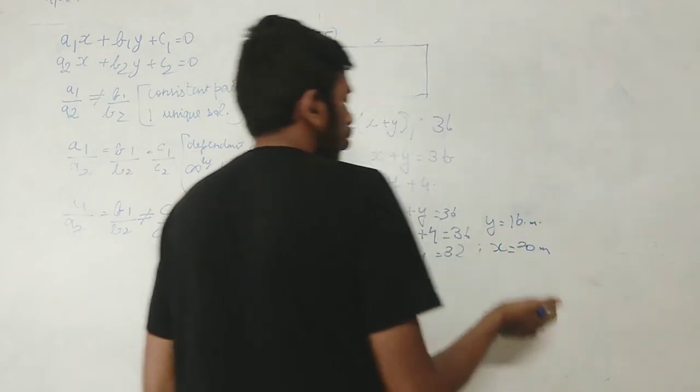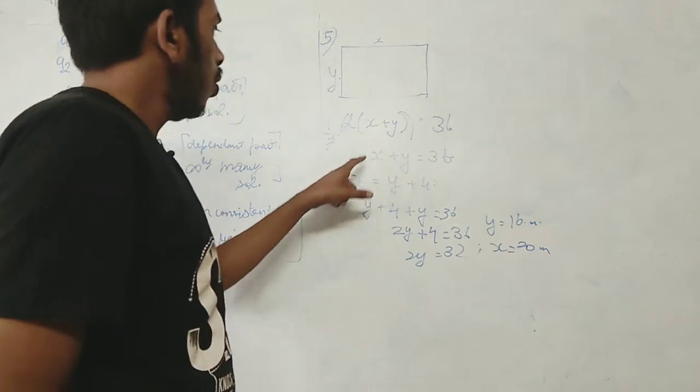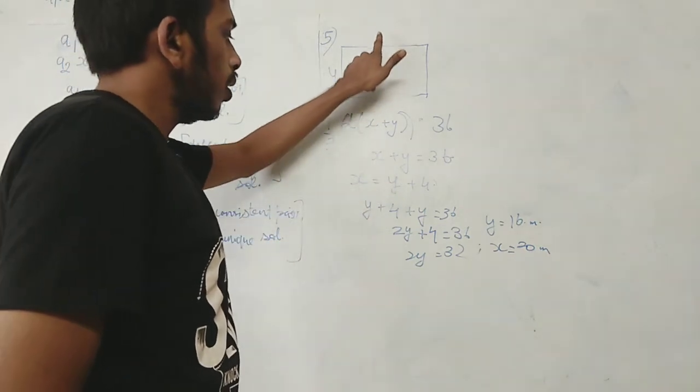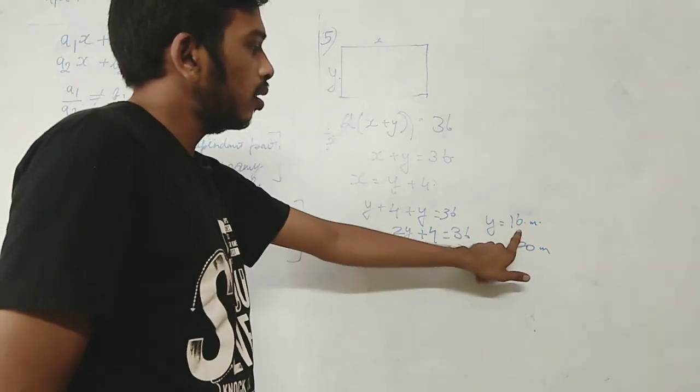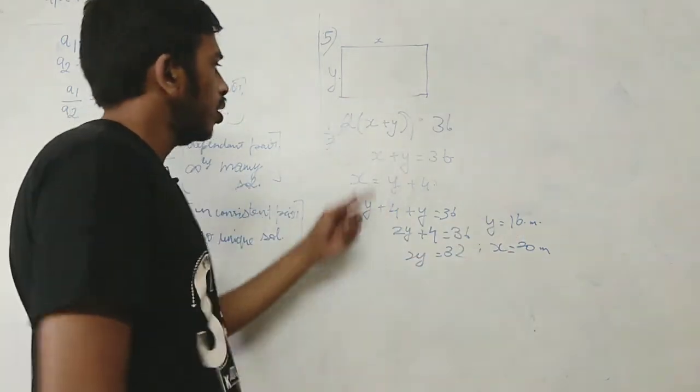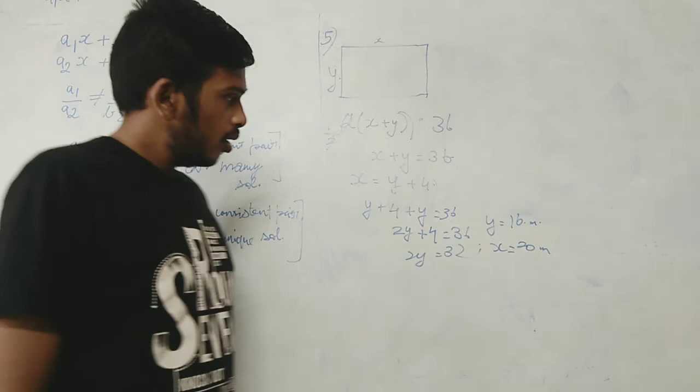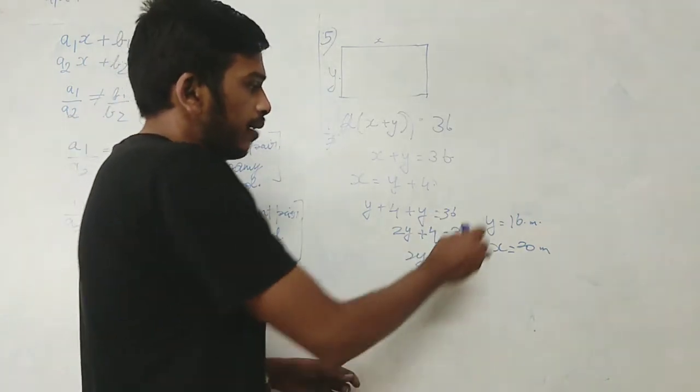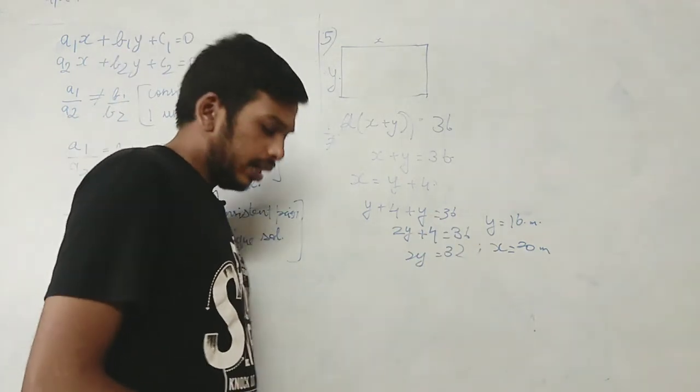That's it. If you want to check x and y, I am doing 2 into (l plus b). That l plus b is 20 plus 16, 36. 36 into 2, 72. 72 by 2, l plus b. I am getting the value. That's it. So we have found the length and breadth of the particular garden. This is what it means.